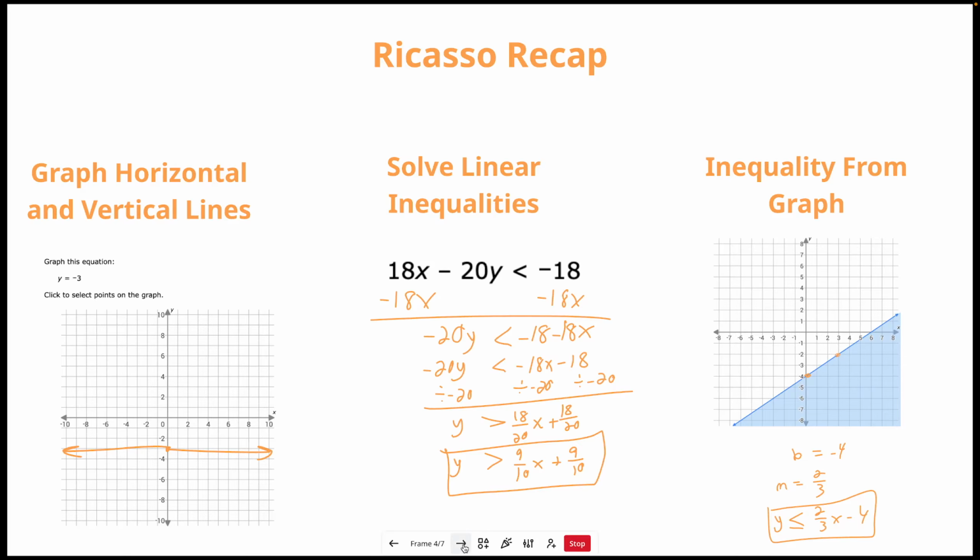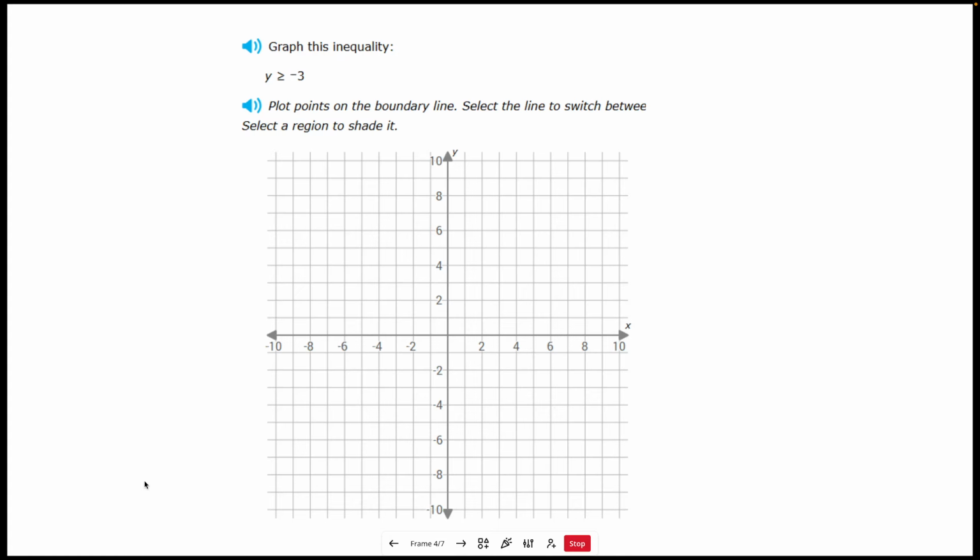Let's go. So it says, graph this inequality, y is greater than or equal to -3. So what we're going to do is let's graph it as if it was a normal line. So a normal line would be going through the y-axis at -3, okay, would look like this. Okay, but let's try and draw it a little straighter. Here we go.